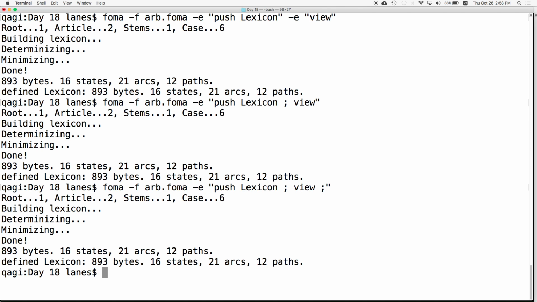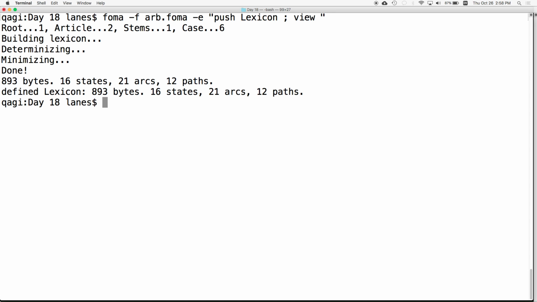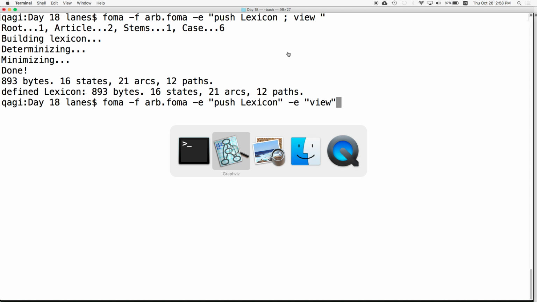What am I missing? Yeah, before I did them separately and it didn't work. Okay, well, never mind then. It's otherwise doing what we asked it to do.